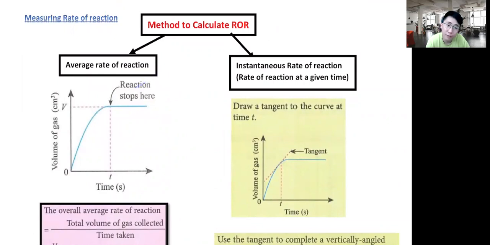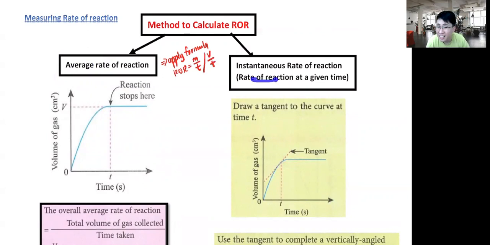So the first one here, you can see average rate of reaction. There are two ways of finding rate of reaction. One way is when you see average rate of reaction. Whenever you see average rate of reaction, apply the formula. What's the formula for you to apply? Rate of reaction equals mass over time, or volume over time.